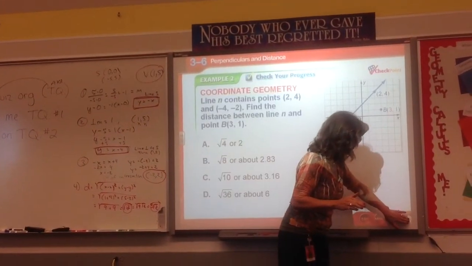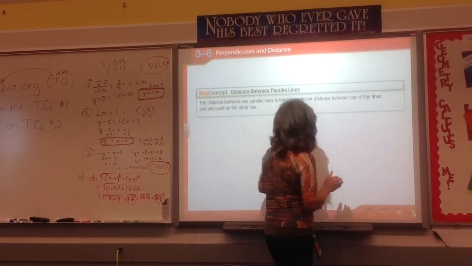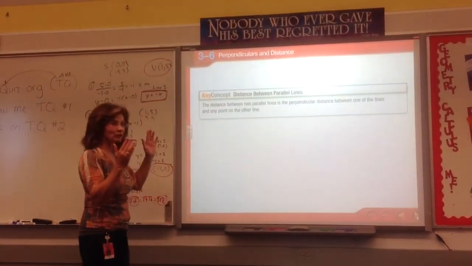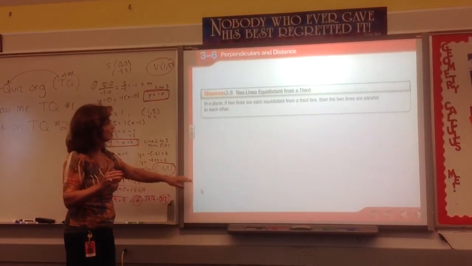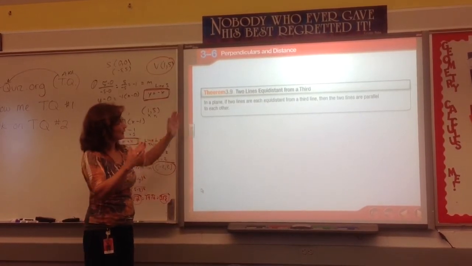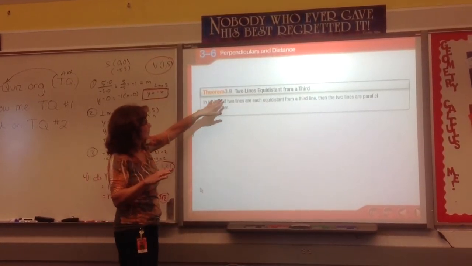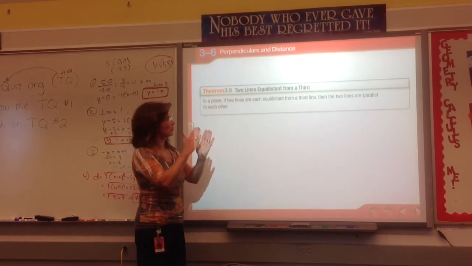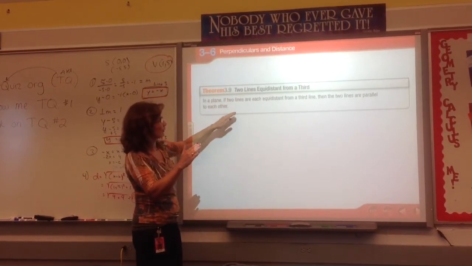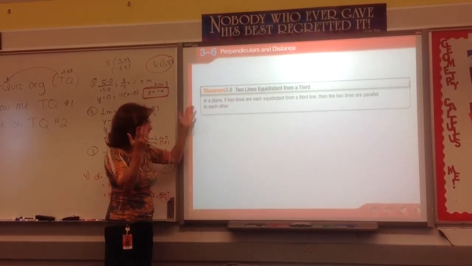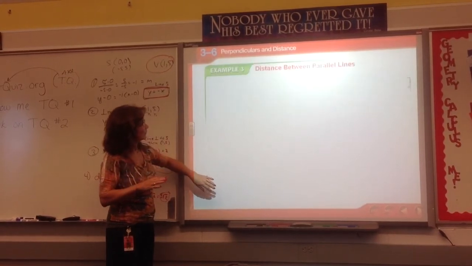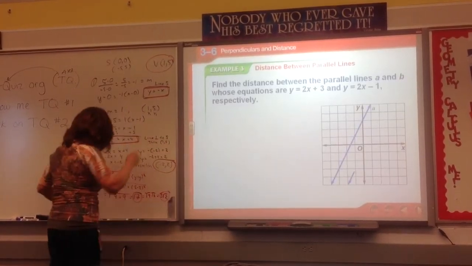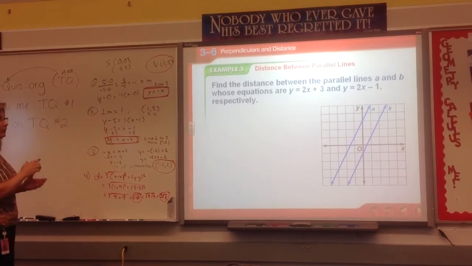Now similar to that is to find the distance between 2 parallel lines. And when you think about theorems, if 2 lines are equidistant from a third line and they're parallel, then all 3 of those lines are parallel. So let's look at our distance between the parallel lines.